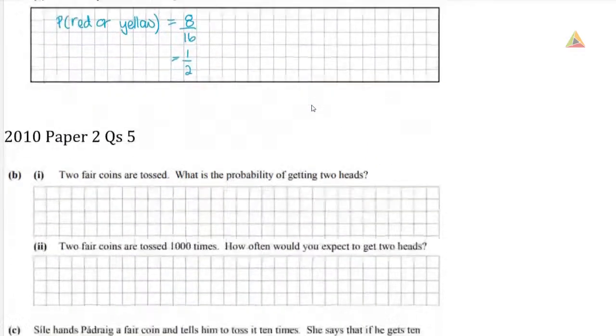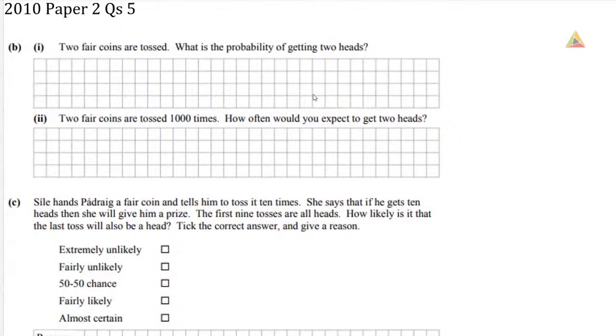And the last question that we're going to look at today is 2010 paper 2 question 5. It says 2 fair coins are tossed. So I'm being told that they're fair coins. What is the probability of getting 2 heads? We saw this earlier where we had our biased coin, but now we're going to have the probability of 2 heads, a head and then another head. So we're going to have a half multiplied by a half, and that gives us a quarter. The probability that the first one is a head is a half, and the probability that the second one is a head is also a half. So we multiply them and get a quarter.